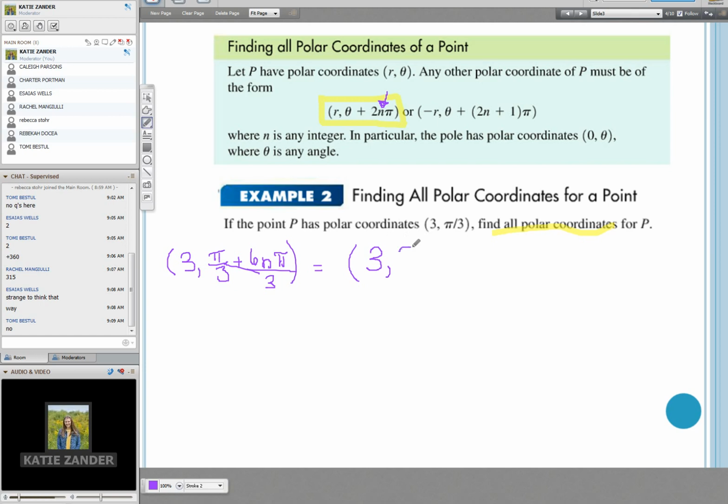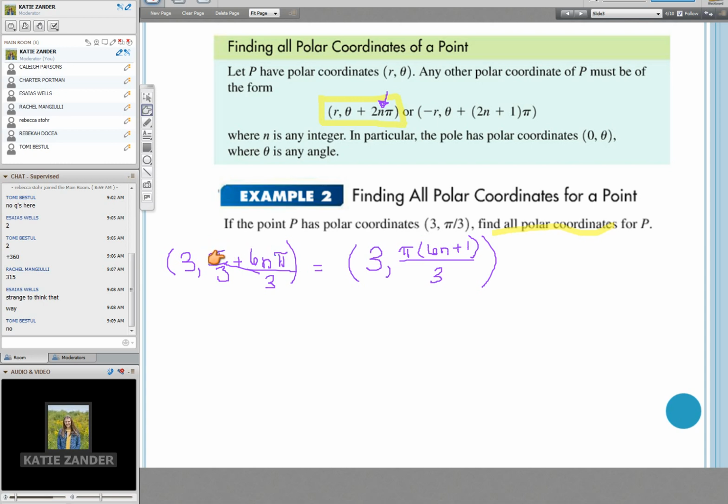If I take out a pi, I think I can take out a pi from that, right? And get a 6n plus 1 or 1 plus 6n. I think that's about as basic as I can probably get it there. I can't add those like terms because I don't have an n in front of this pi right here. So I can't add these two strictly together because there's no n variable in front of this one.